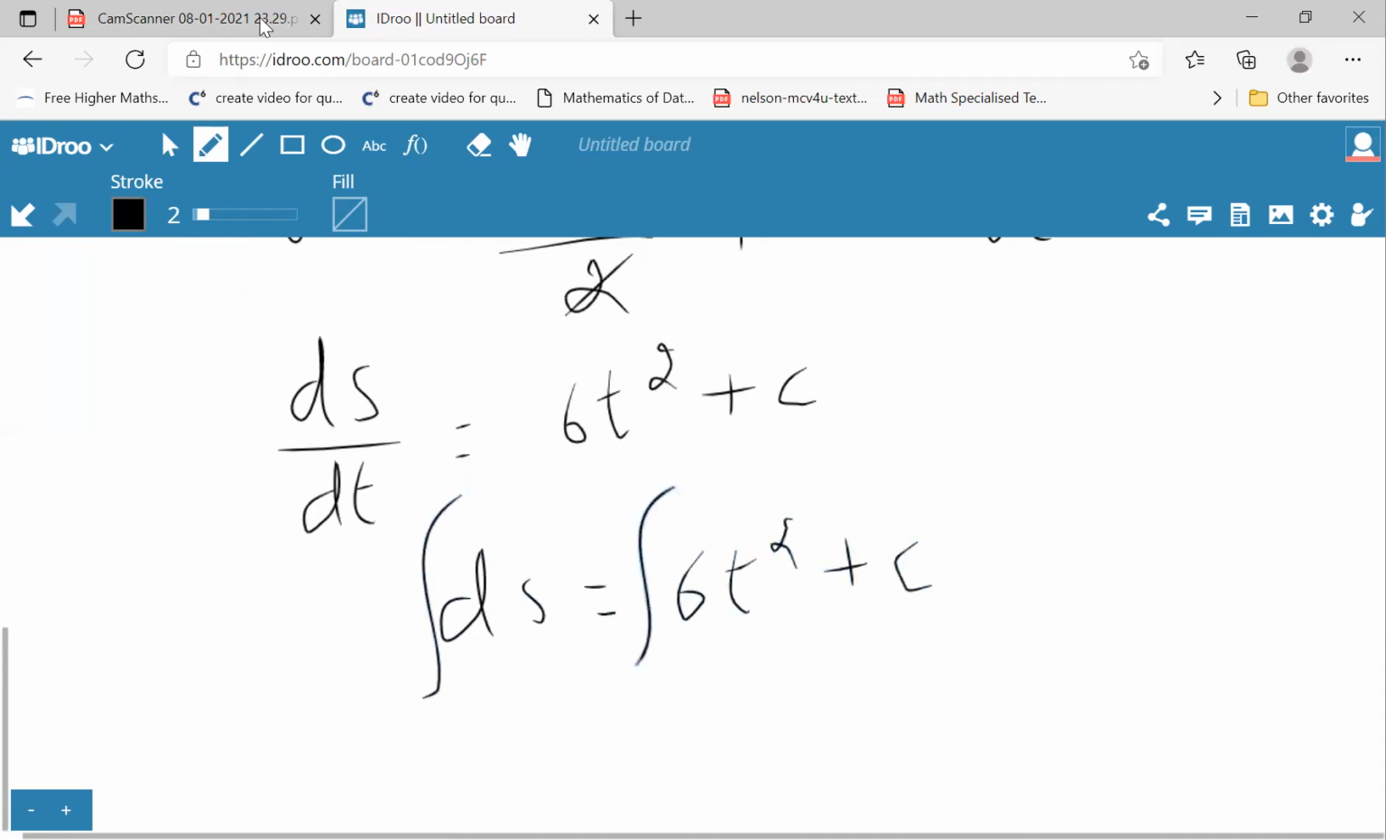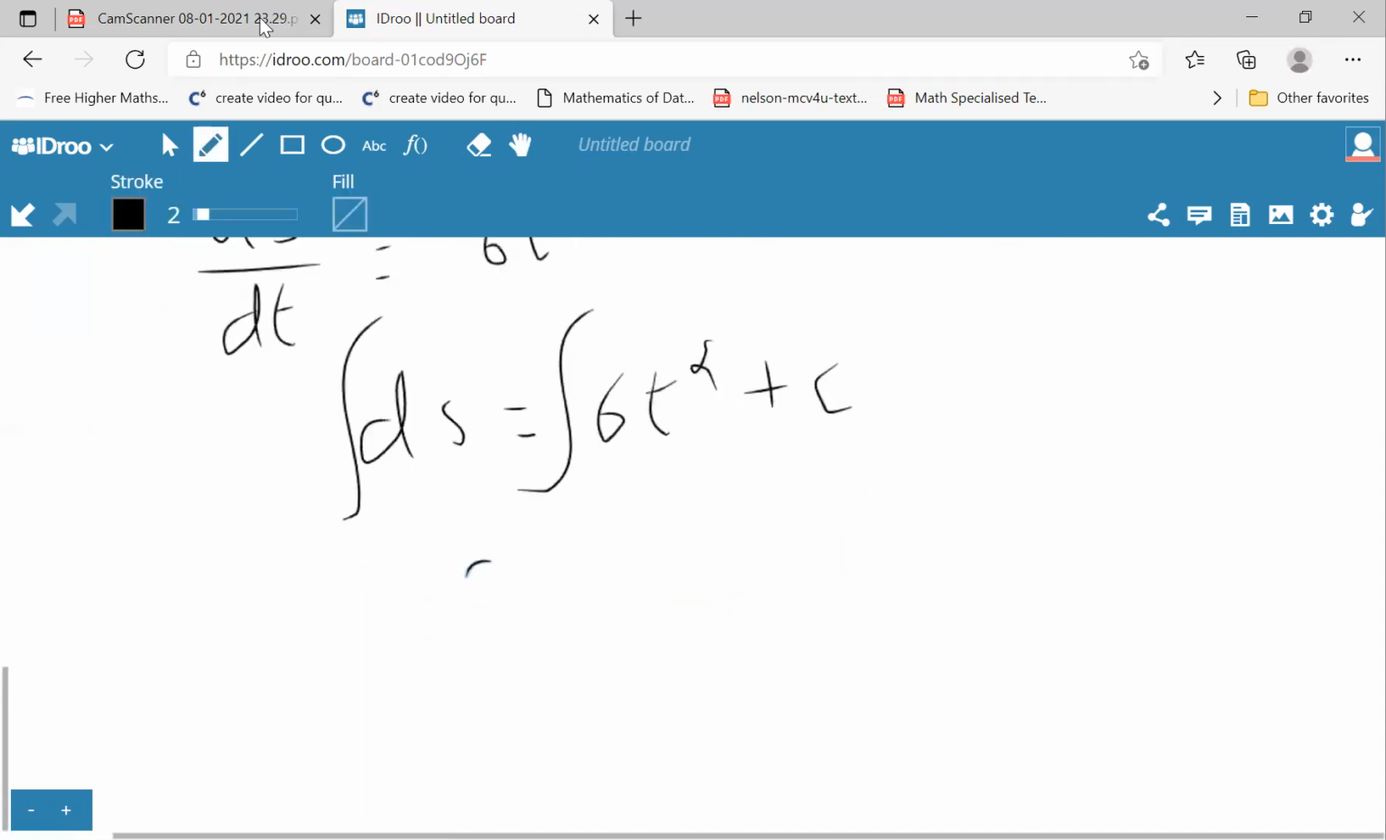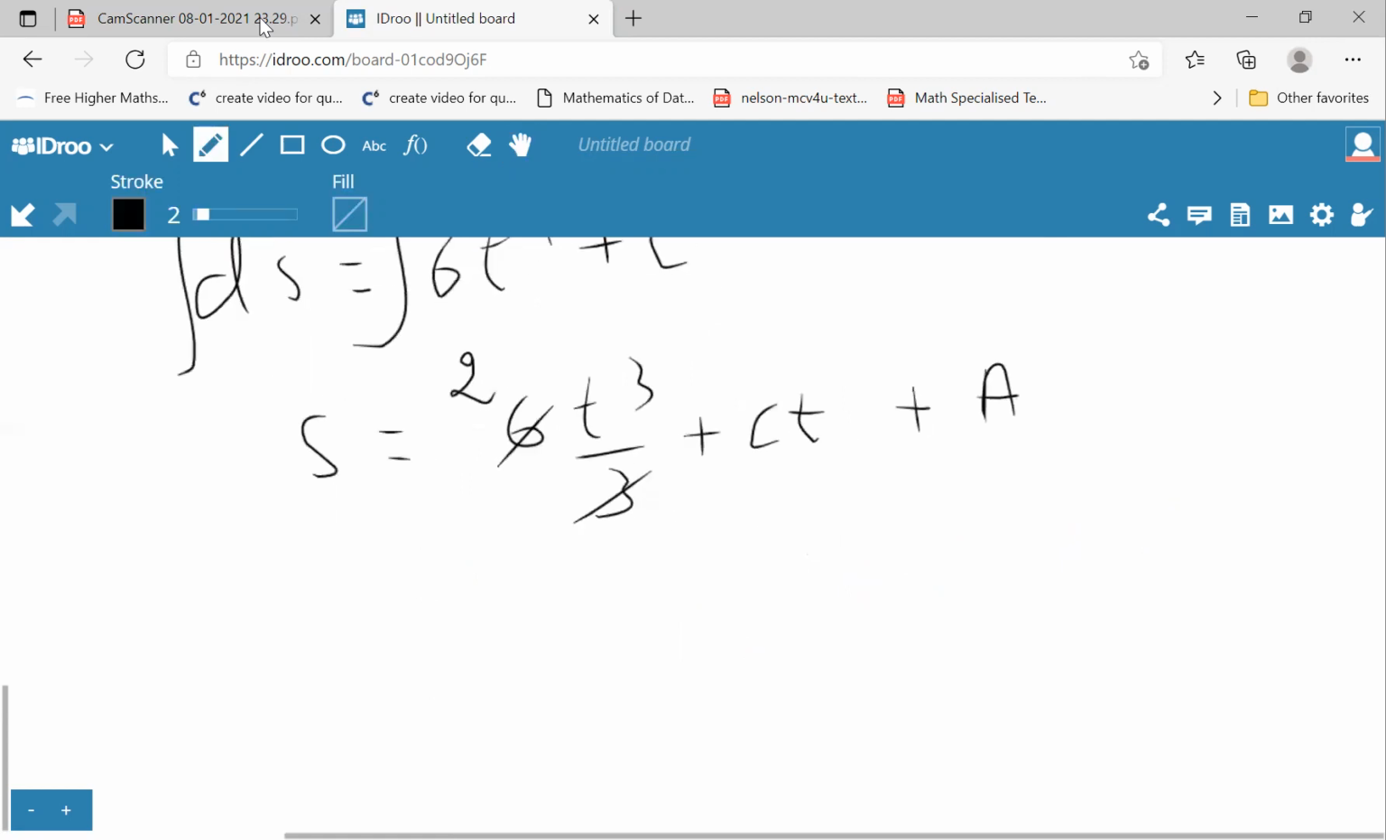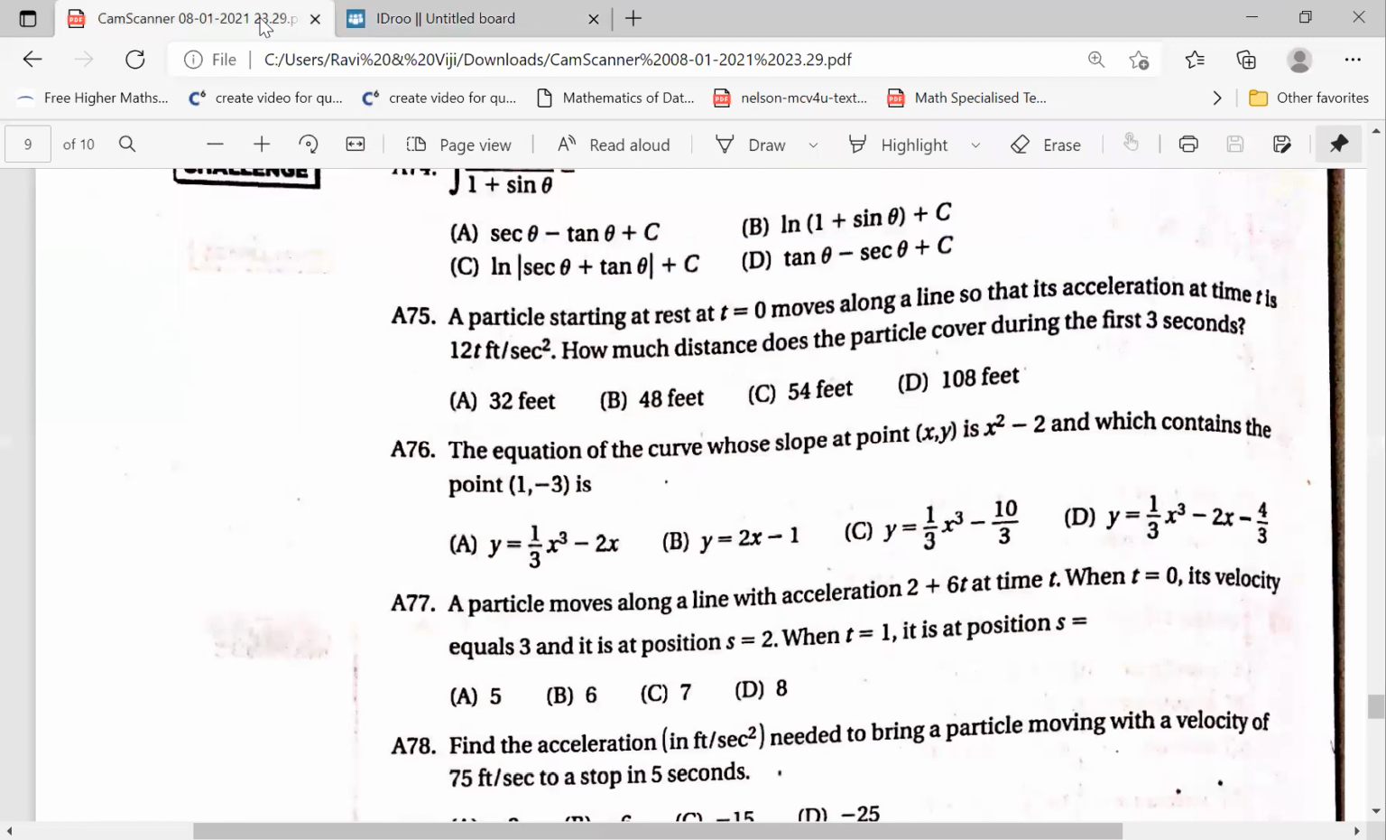Let us integrate on both sides. That will give you s is equal to 6 into t cubed by 3 plus ct plus, let us put another constant, a. So 3 and 6 can be cancelled. So you'll get s is equal to 2t cubed plus ct plus a. So this is the equation we are now getting. Now we need to find out the distance. Now he says, how much distance does the particle cover during the first 3 seconds?